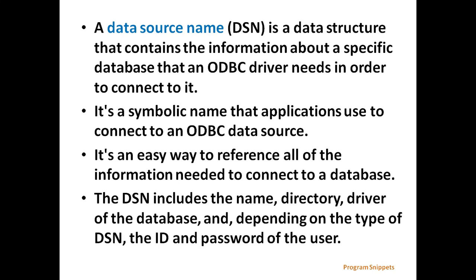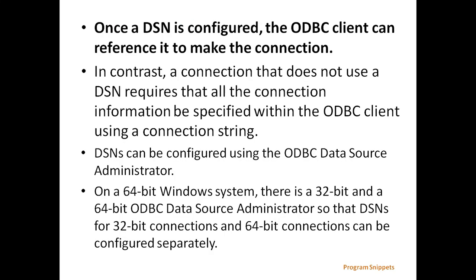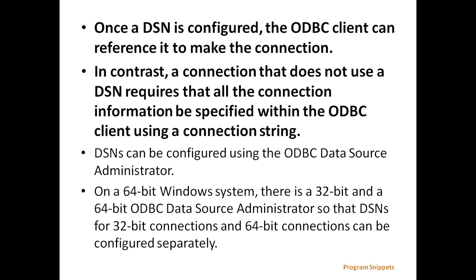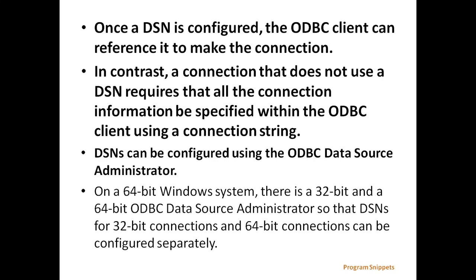The DSN includes name, directory, driver of the database, and depending on the type of the DSN, the ID and password of the user. Once a DSN is configured, the ODBC client can reference it to make the connection. A connection that does not use a DSN requires all the connection information be specified within the ODBC client using a connection string. DSNs can be configured using the ODBC data source administrator.